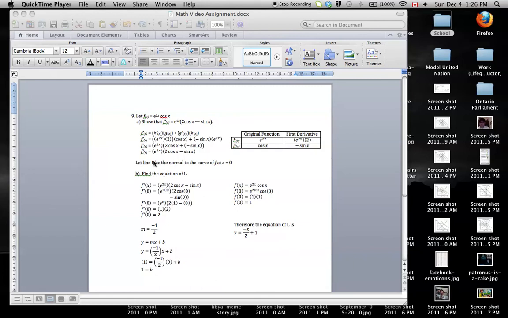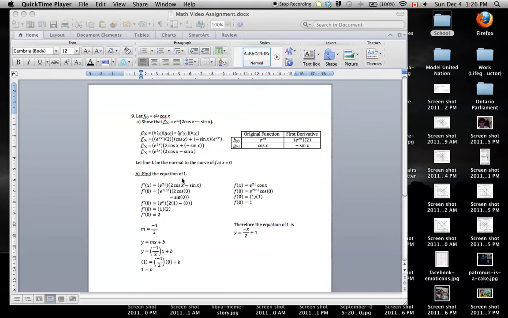Now the second part of my question is, let line L be the normal to the curve of f at x equals 0. Find the equation of L. So, the first step we have to do is find the slope of the normal.